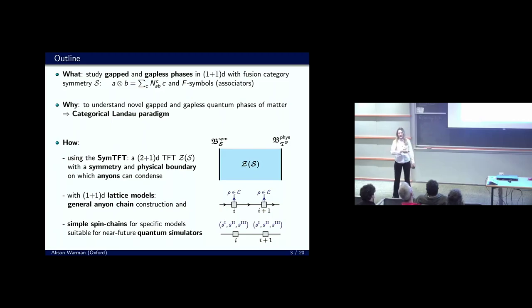The SymTFT has two boundaries, the symmetry boundary, which fixes the symmetry of our theory, and the physical boundary encoding its dynamics. And then we can get back T with symmetry S by shrinking the topological SymTFT slab. I will also discuss 1+1D lattice models, including simple spin chain realizations, which can be realized in quantum simulators. So I will focus on 1+1D, but as we heard yesterday and in various related talks, the SymTFT is very powerful in general and can be applied to higher dimensions and to different contexts.